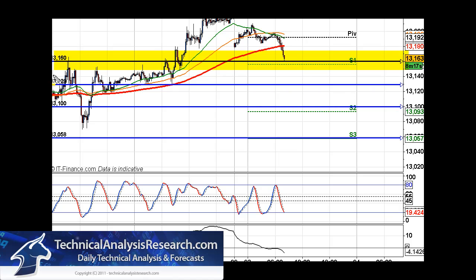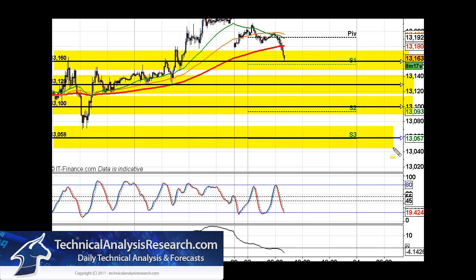Down towards that 131.29. And if that gives way, then we're trading that down towards the 131.00 and the 130.58. So trade the breakout down to 131.29, trade another breakout down to 131.00, and trade another breakout down to 130.58.